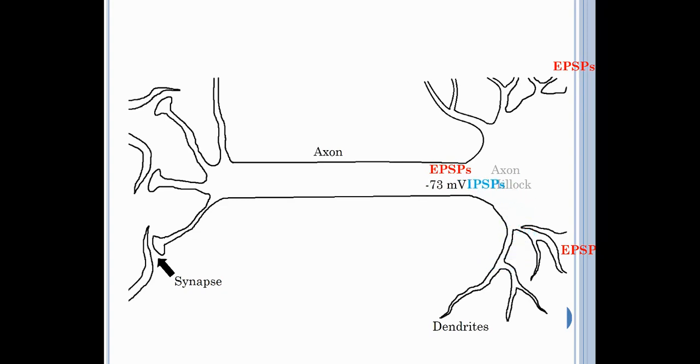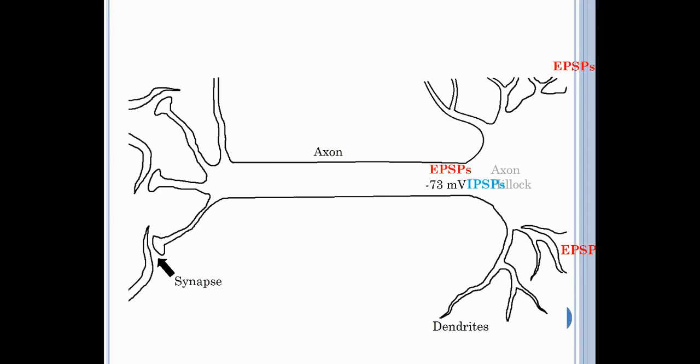If the net voltage, the sum of all the resultant EPSPs and IPSPs, reaches negative 65 millivolt threshold, the neuron will fire an action potential. But it's important to remember that this threshold voltage cannot occur just anywhere in the neuron. It must occur at the axon hillock. In other words, it is at the axon hillock where the integration of input takes place.